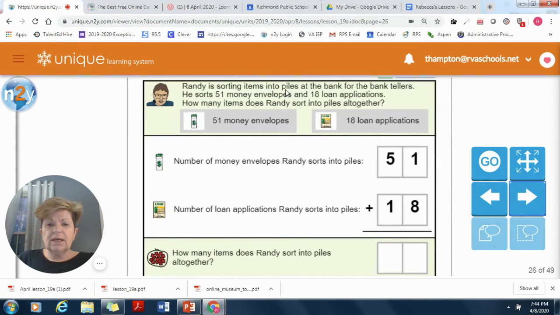Randy is sorting items into piles at the bank for the bank teller. He sorts 51 money envelopes and 18 loan applications. He has many items. How many items does Randy sort into piles all together?